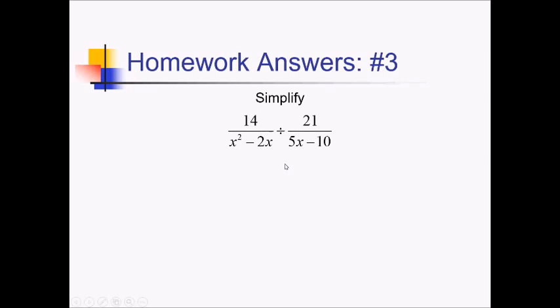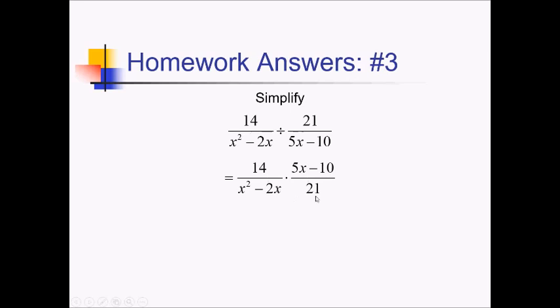To divide these rational expressions, I have to first multiply by the reciprocal of the second fraction. So same, change, flip. Keep the same fraction the same. Change this to multiplication. Flip this next one to 5x minus 10 over 21. And now I can multiply. But before I multiply, I actually want to factor and cancel whatever I can, just so I have less of a mess to deal with later.